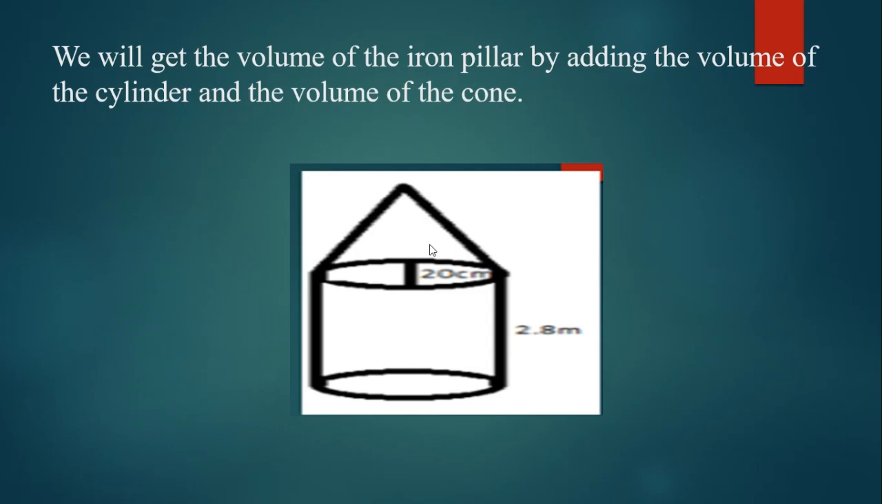Here we can find the volume of the cylindrical shape individually and the cone individually, and add them. Otherwise, we can add the formulas together and simplify together also. So by observing the structure of the pillar itself, we are able to write that the volume of the iron pillar we will get by adding the volume of the cylinder as well as the volume of the cone.